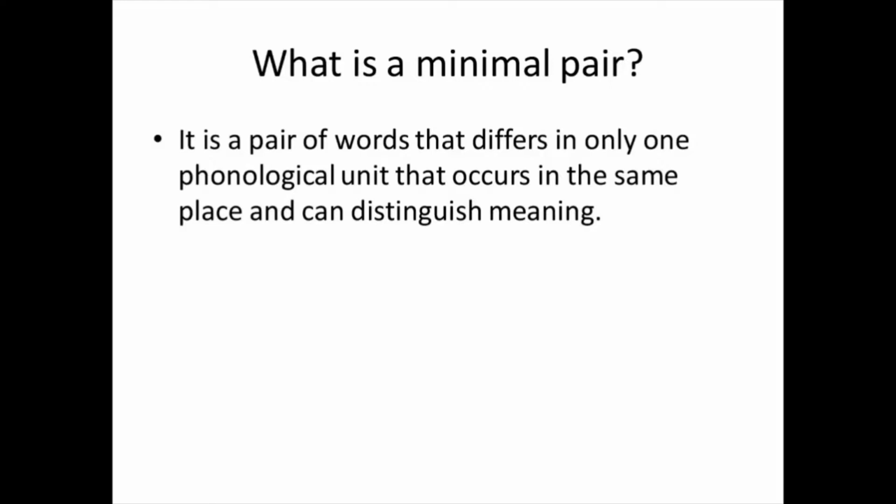Minimal pair simply refers to a pair of words that differs in only one phonological unit that occurs in the same place and can distinguish meaning. When there is a pair of words that only differ in one phonological unit, which occurs in the same place, and the difference can bring about a change in meaning, we say those words are in minimal pairs.